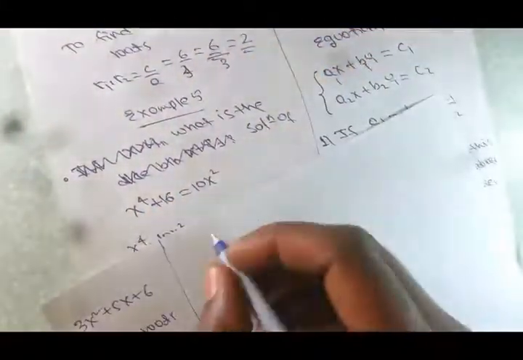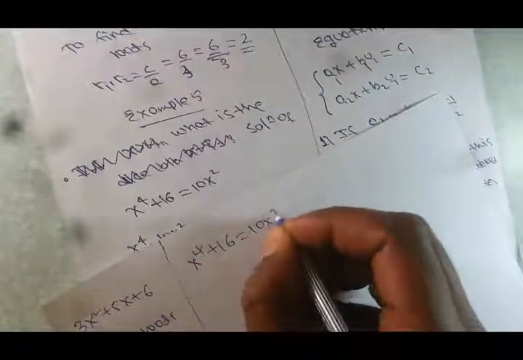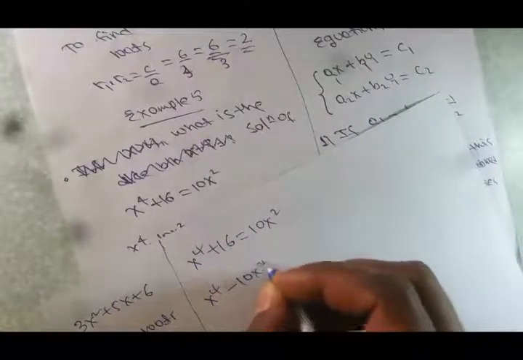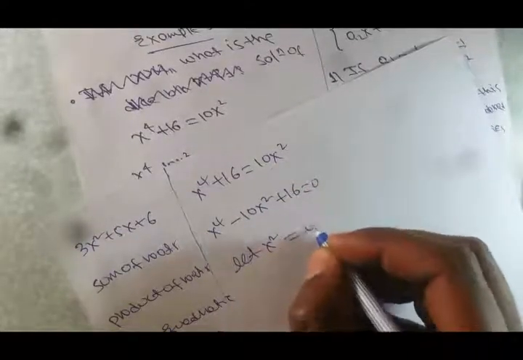This is example 1. And example 2 states: what is the solution of x raised to 4 plus 16 is equals to 10x square? First we have to rearrange. X raised to 4 minus 10x square plus 16 is equals to 0. Then let x square be a.